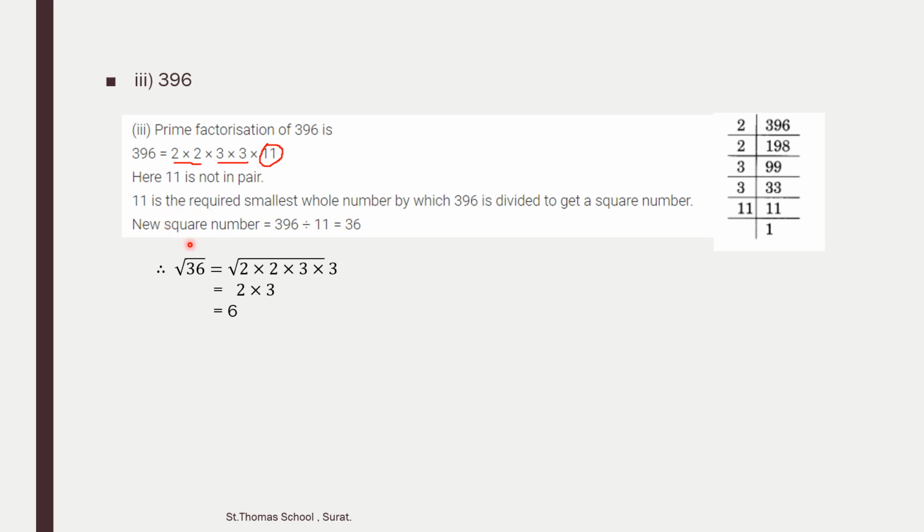Now what you have to do? New square number is equal to 396 divided by 11. So we will get 36. Again, the division part you have to do by yourself. Square root of 36 is equal to square root of 2 multiplied by 2, 3 multiplied by 3. Now outside the square root, how many times you have to write? 1 time. Okay. So here 2 times, so outside the square root 1 time. That is 2 multiplied by 3, that is 6. The square root of 36 is equal to 6.